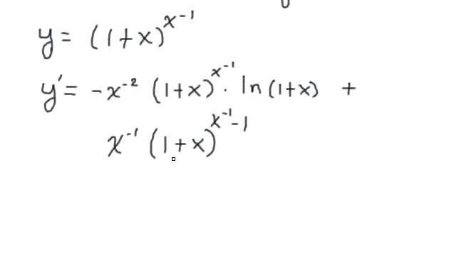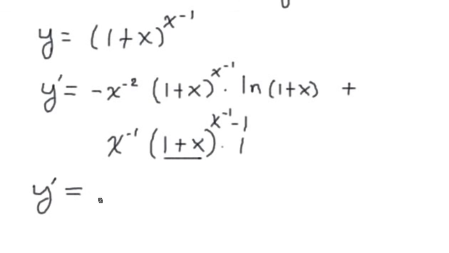Alright, then we do the chain rule, taking the derivative of what's in here and bringing it out. So the derivative of 1 plus x is just 1. Okay. Now, I've got a negative over here. And I think what I'm going to do here is rewrite all this.